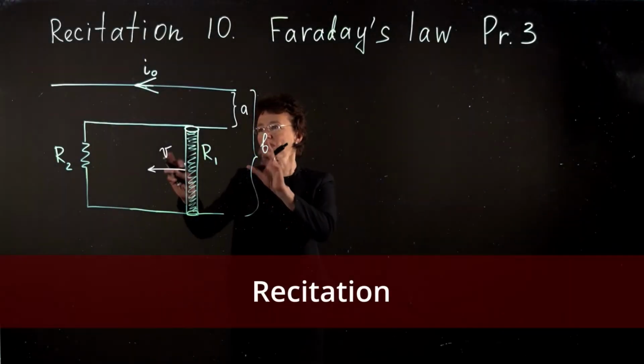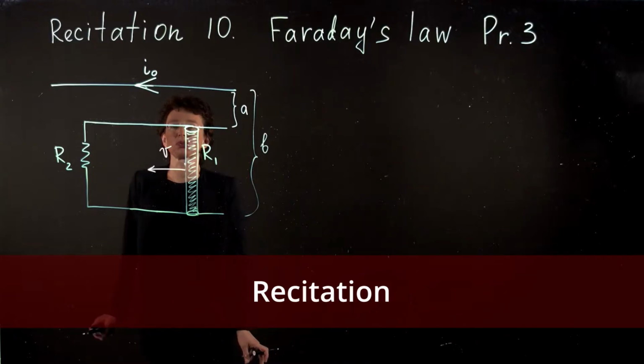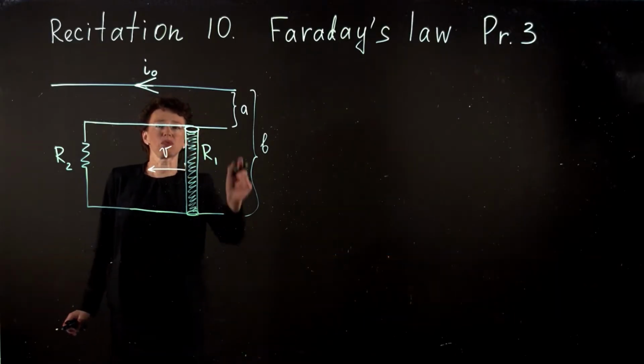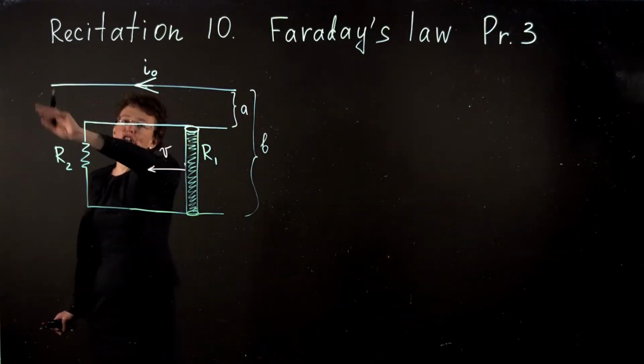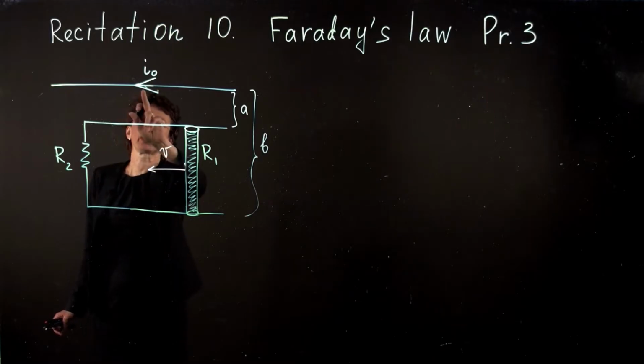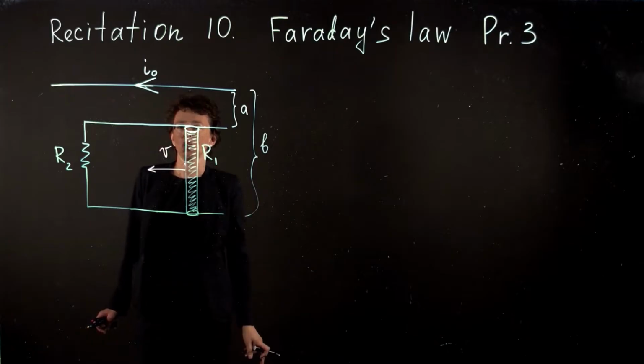Problem 3 will be different from the previous two problems. For this problem, we will have an infinitely long wire with constant current I₀ flowing in this wire.